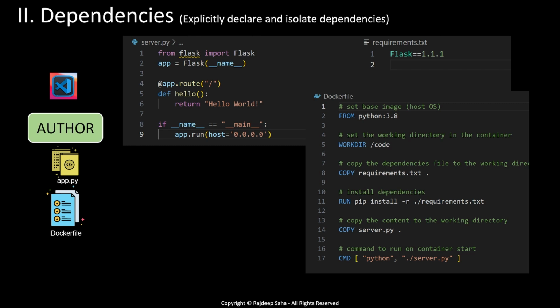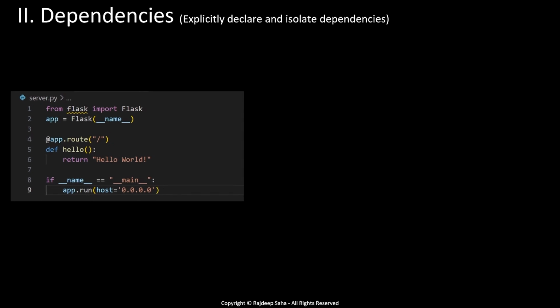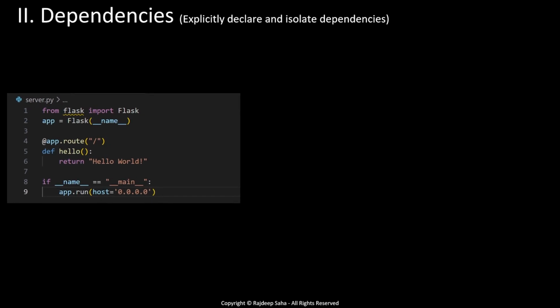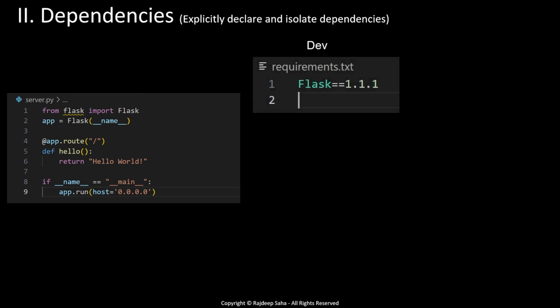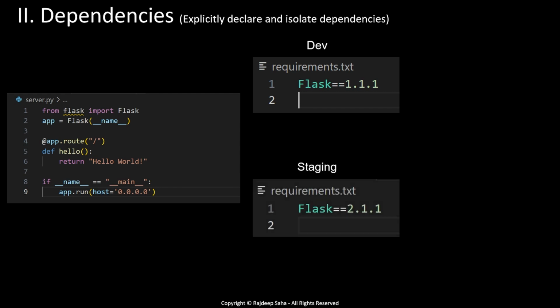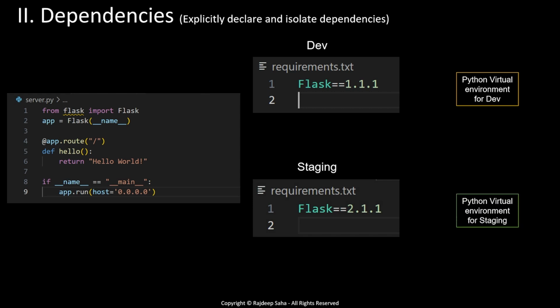How about isolate dependencies? Similarly, when you are running this program in your local, maybe you have some version 3 installed, you may be testing code for development, staging, production in your local. You want to ensure that those 3 different executions of code are in different isolated environments with the specific dependencies. So for dev, you should have a requirements.txt file with Flask version 1.1.1. Staging may have 2.1.1. And then you should use a Python virtual environment for development, another Python virtual environment for staging.